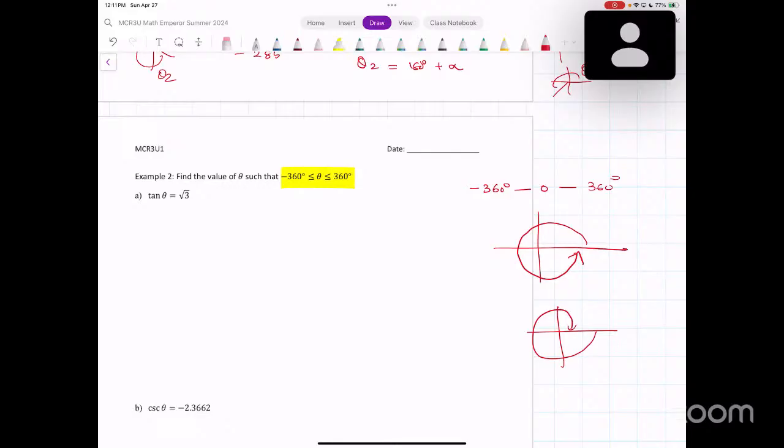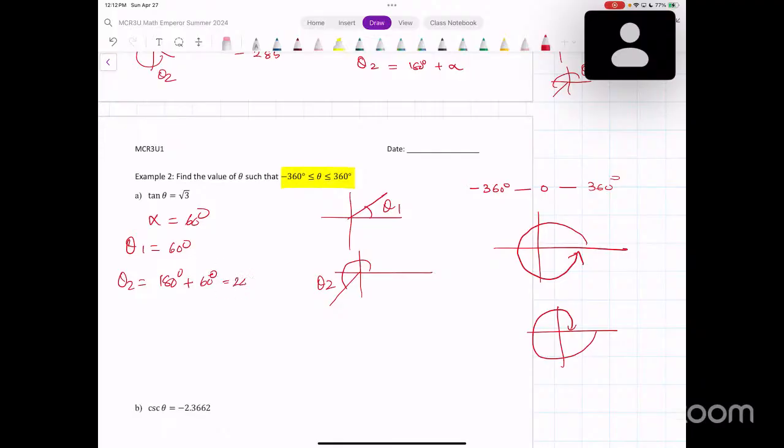So let's see how we do that, same process. We're going to do the positive direction first. So alpha. Harsha, what is the alpha? 60 degree. Now, where is tan positive? Tan is positive here. That is going to mean theta 1. Tan is positive again in here, theta 2. So theta 1 is equal to 60 degree. Theta 2 is equal to 180 plus 60 degree, which is 240 degree, right?